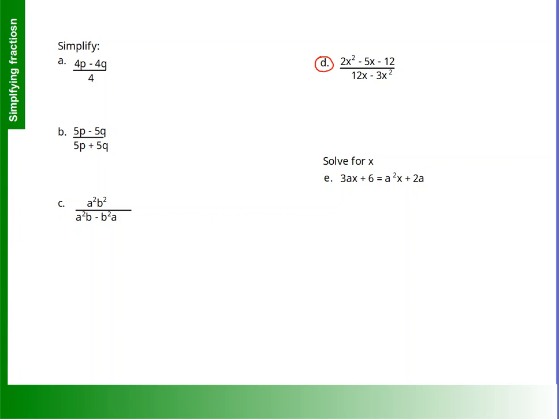We have 2x squared minus 5x minus 12, and we're going to be dividing it by 12x minus 3x squared. So what's my first strategy when we are looking for simplifying a polynomial fraction? Yes, Amy? Find the greatest common monomial. That was find the greatest common monomial, which is a type of factoring.